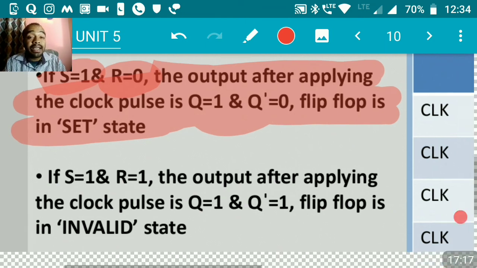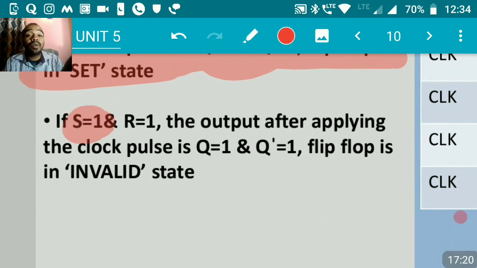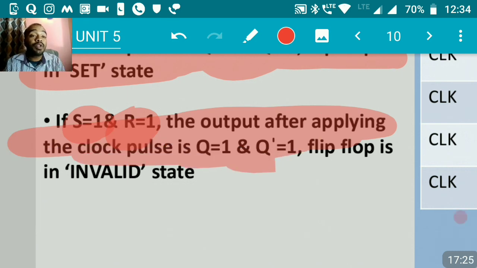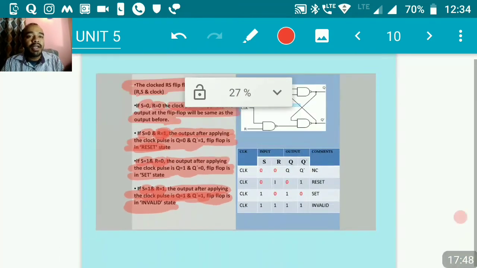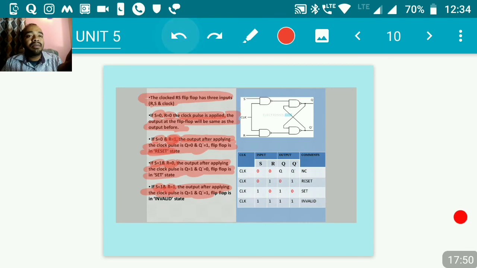Then in the fourth case, we are going to consider S is also equal to 1, R is also equal to 1. The output after applying the clock pulse is Q is equal to 1 and Q bar is equal to 1. And as this cannot exist according to Boolean algebra, when Q is equal to 1, Q bar must be equal to 0, the state of the flip-flop is what we call the invalid state. Understood?